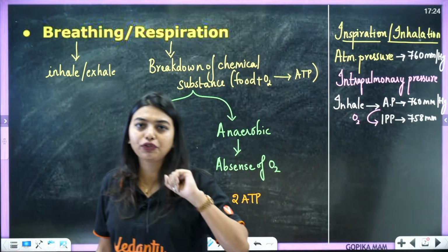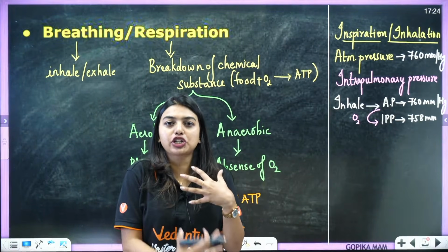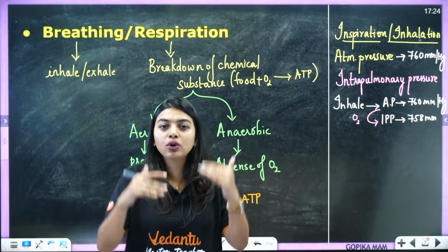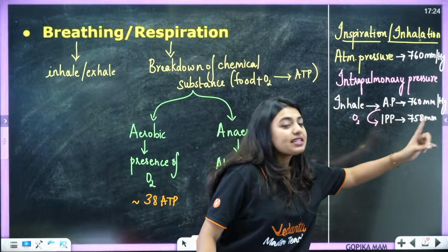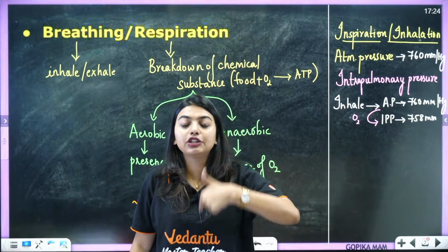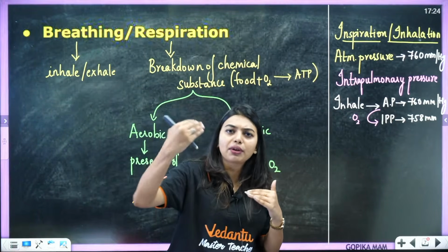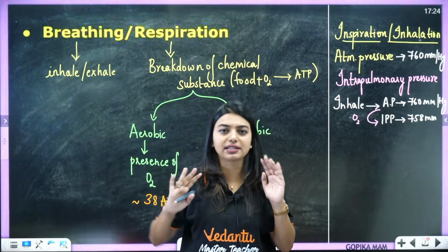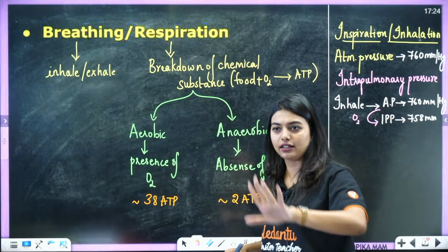Is this clear to all of you? So I basically changed the pressure inside my lungs. I reduced it by 2 mmHg. 760 mmHg is the atmospheric pressure, and I made my intrapulmonary pressure 758. So normally the oxygen from a region of higher concentration will come inside. Simple diffusion.